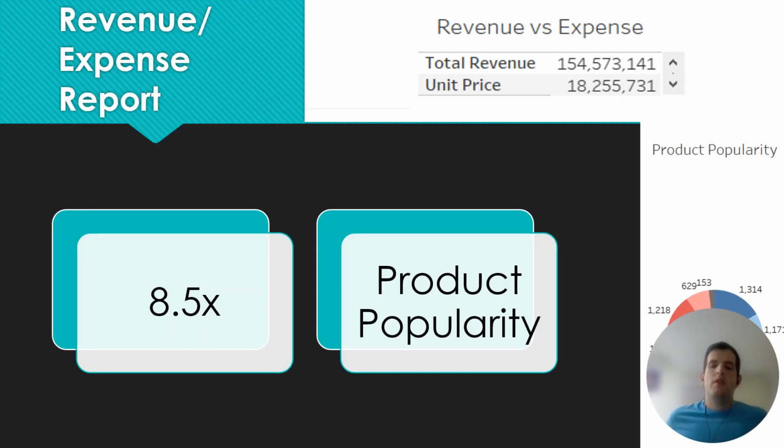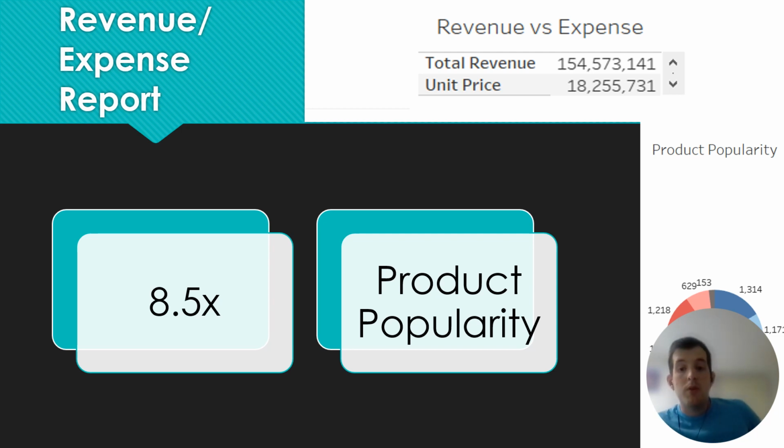Okay, moving on to this next chart. Sorry, there might be a weird transition there. I had some technical difficulties, but next is the revenue expense report. So why do we do a revenue expense report? We need to compare Initech's revenues to its expenses, and when we do that, it is easy to see that the company is earning about 8.5 times the amount its products cost. You can see it right there, the 154 million and change.